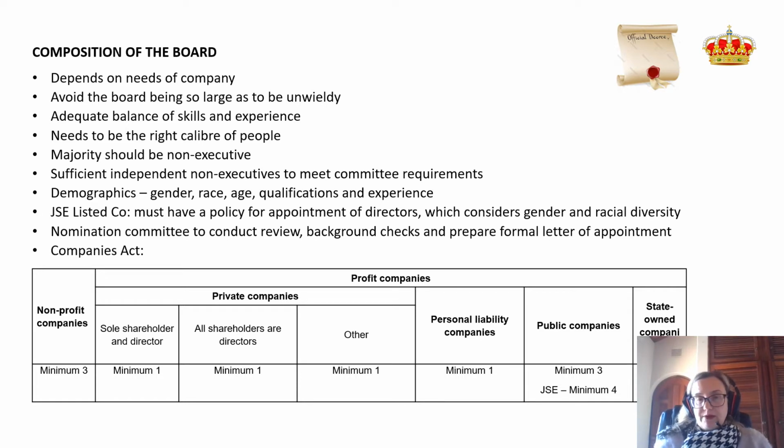And each board member must have a formal letter of appointment in order to sit on that board. And that's where we find those confidentiality clauses that are so important for Section 75 and the conflicts of interest and protecting the information which they receive while they're sitting on this board. And there's a little table of the different types of the minimum requirements for each different type of company.